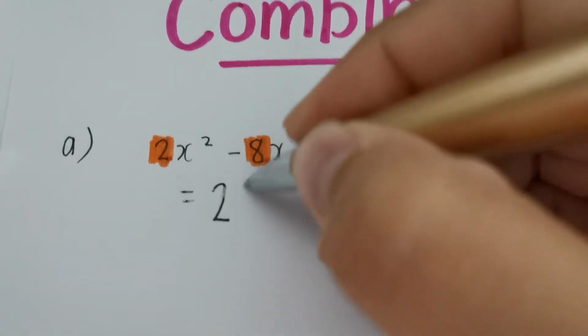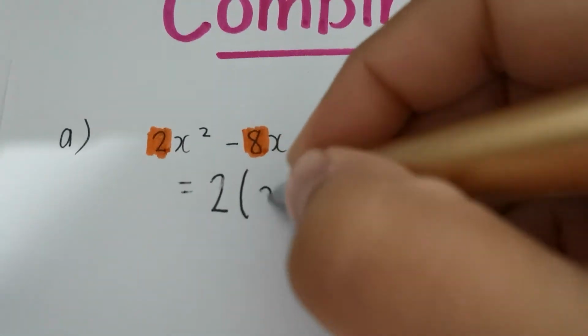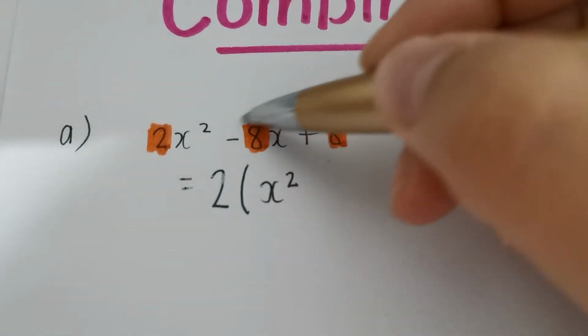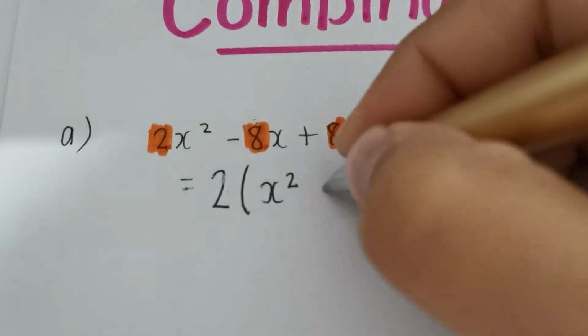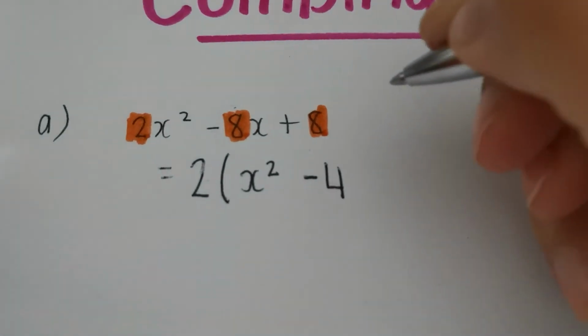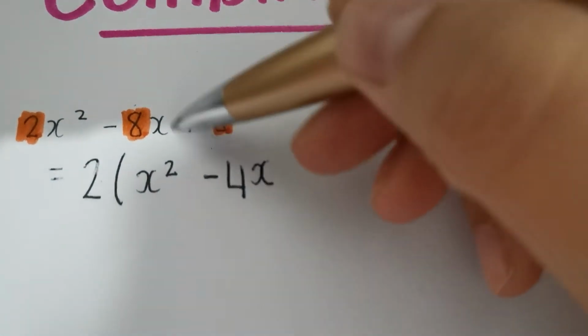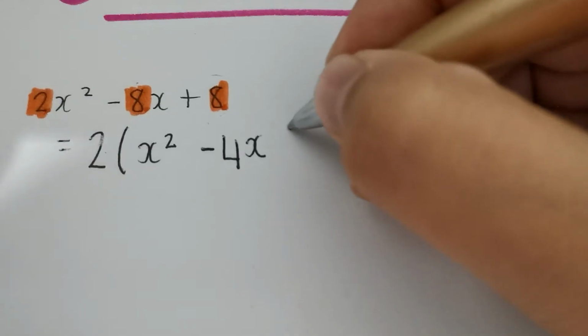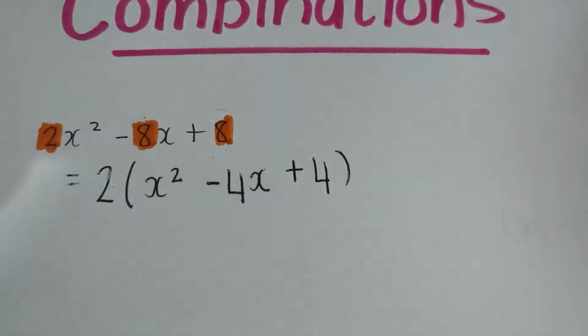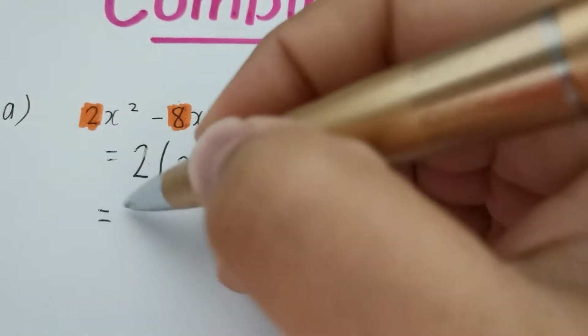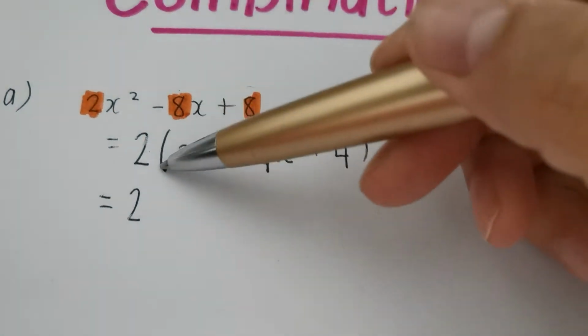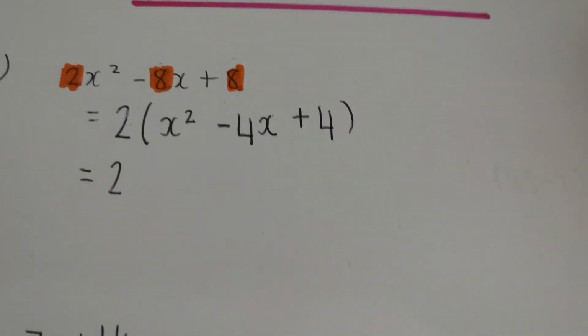If I take out 2, what's left behind here? X squared. Negative 8 divided by the 2, negative 4. Remember, we divide when we're doing a highest common factor. And there was an x. Positive 8 divided by 2, positive 4. Okay. So I'm going to leave this 2 outside. Do you see this part over here? Trinomial, like what we just did.